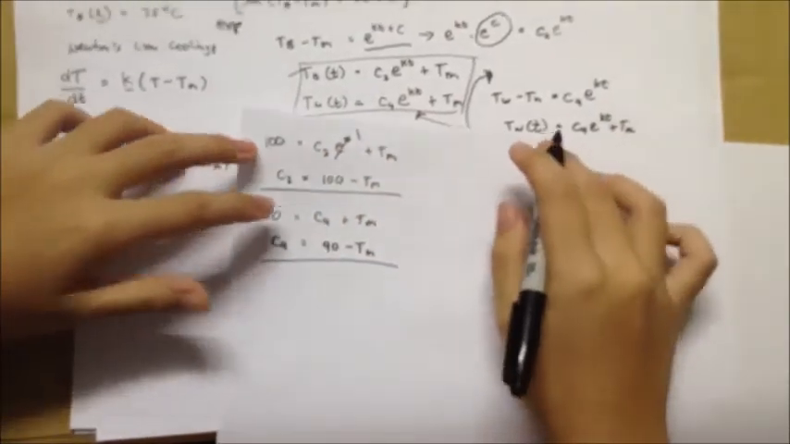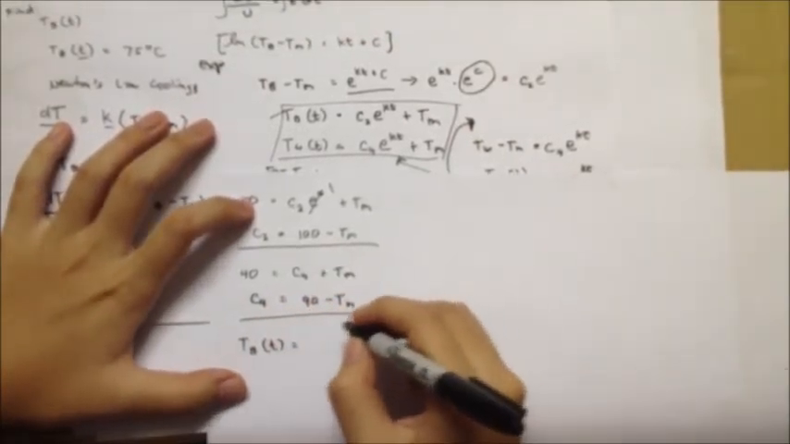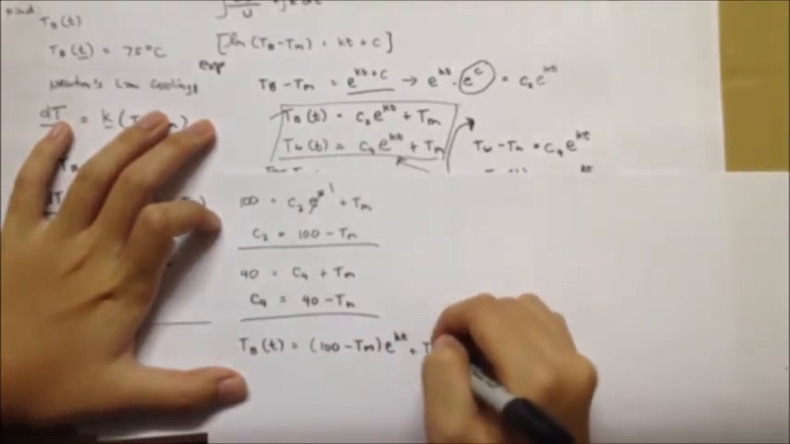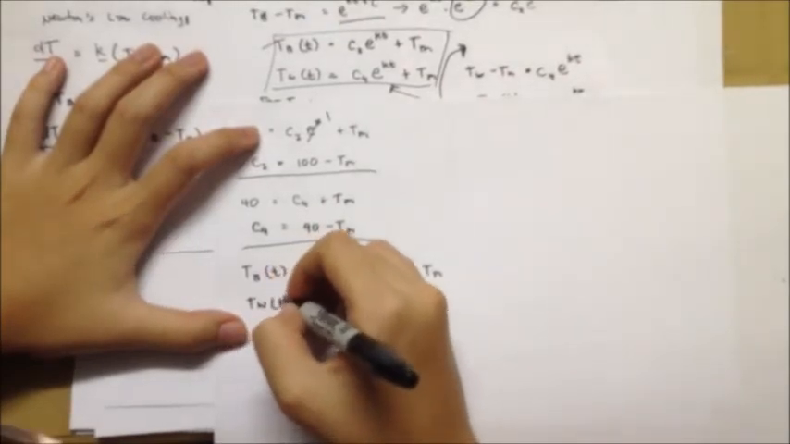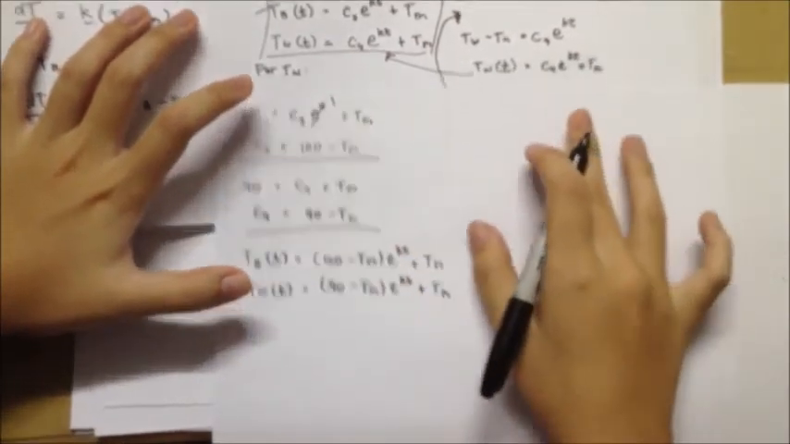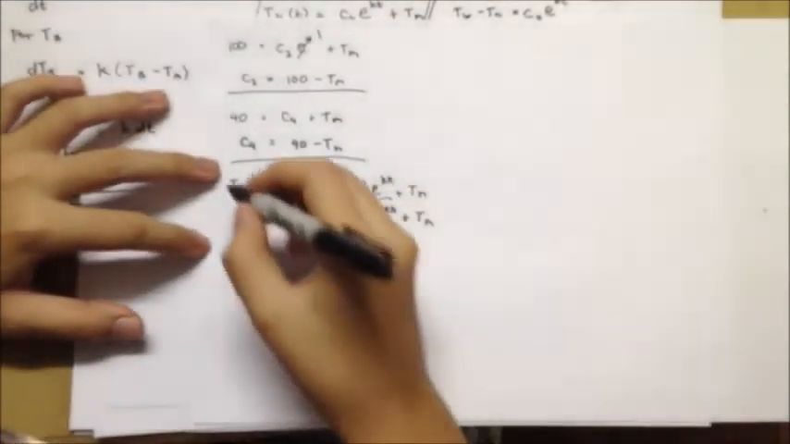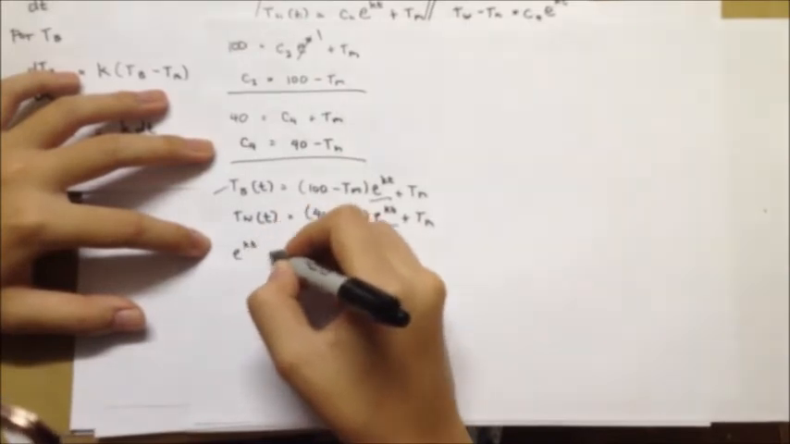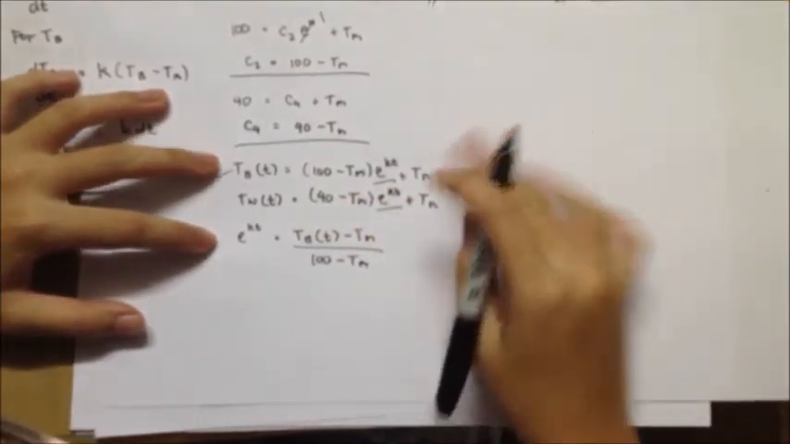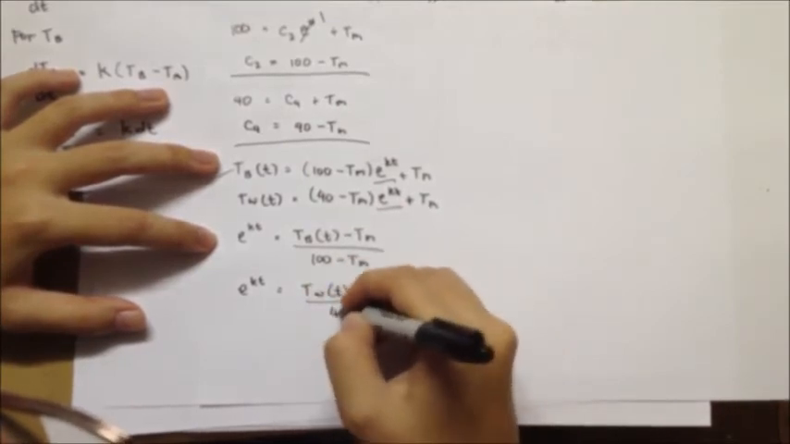So, substituting this value back here, I will obtain Tb, the function of temperature of the ball with respect to time, equal to C2, which is 100 minus Tm, times e raised to kt plus Tm, while my temperature of water with respect to time is now equal to 40 minus Tm times e raised to kt plus Tm. Now, solving both sides for e raised to kt so that we can equate the two, for the ball, e raised to kt is equal to the temperature of the ball with respect to time minus Tm over 100 minus Tm. And for the water, e raised to kt is equal to the temperature of the water with respect to time minus Tm over 40 minus Tm.